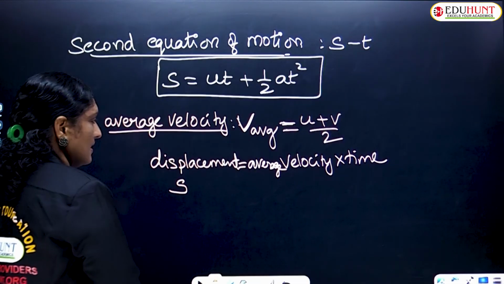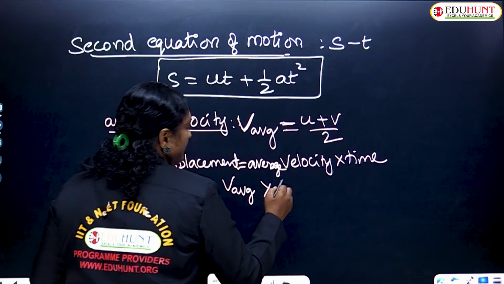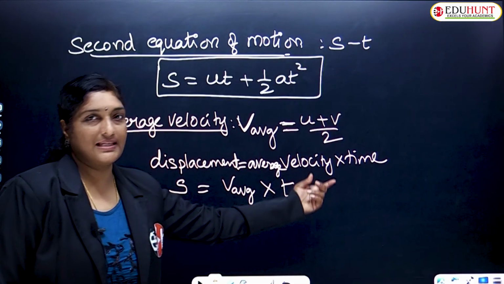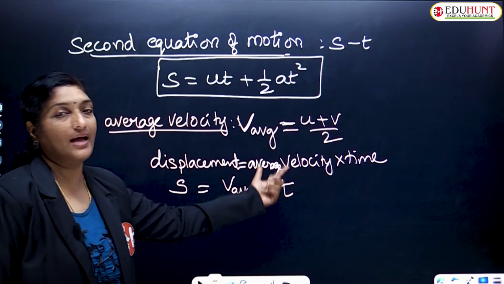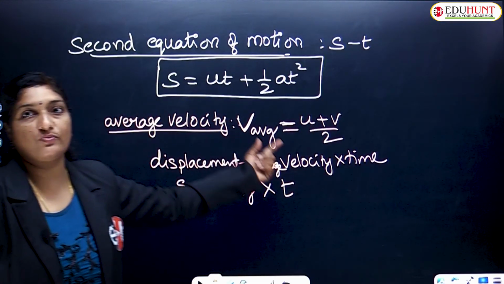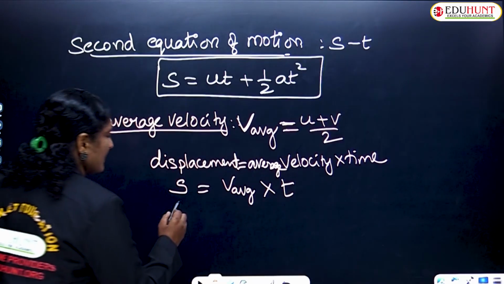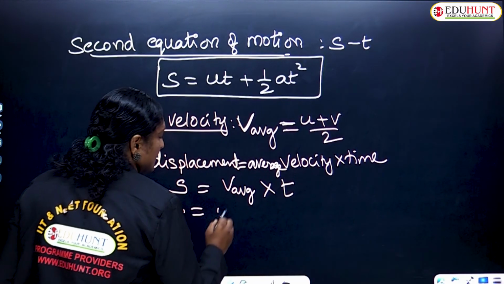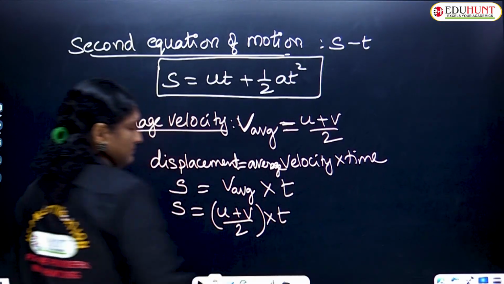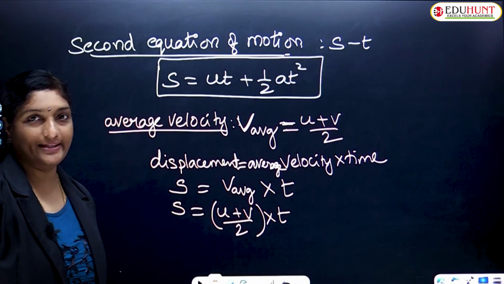Displacement is indicated with the letter S, average velocity with V avg, and time with t. I hope you are getting me, children. So displacement equals velocity into time, and because it has two different velocities, I took the average of the two. So S is equal to, instead of V average, I can replace it with (u plus v) by 2, into t. Isn't it, children? So S can be written as (u plus v) by 2 into t.